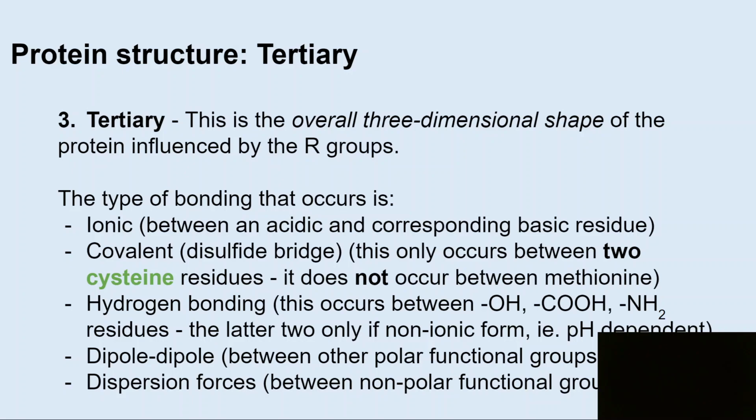Ionic is only between metallic and non-metallic. No, ionic is between cation and anion. Mostly ionic bonding occurs between a metal and a non-metal, but that's a simpler definition of ionic bonding. Ionic bonding really is anion and cation, positive and negative charges. But we're referring to absolute charges, so things that are charged, hence NH3 and COO minus, where ionic bonding occurs.